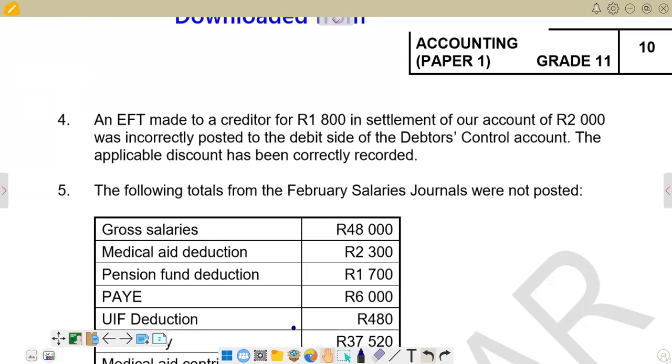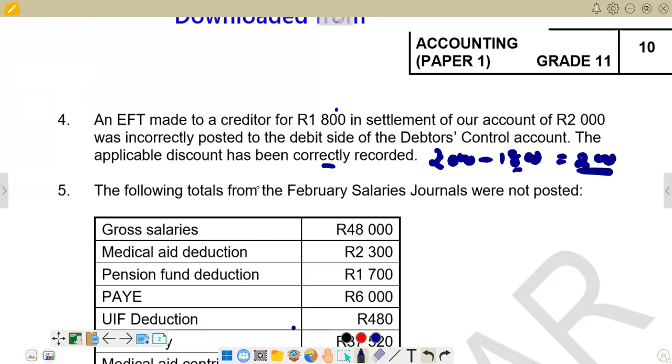So what it means in this case is we have 2,000, which was the total amount, but only 1,800 was paid. So if we say 2,000 minus 1,800, we get 200 as a discount. So this 200 was correctly recorded, as stated here. We are only concerned about this 1,800. The 1,800 was debited to the debtors control by mistake when it was supposed to be debited to the creditors control. So we are supposed to credit debtors control so that we remove it from the debtors control, and then post it to the creditors control and debit it there correctly.